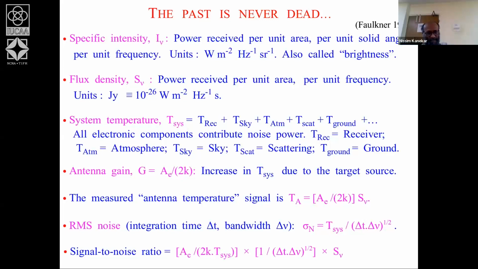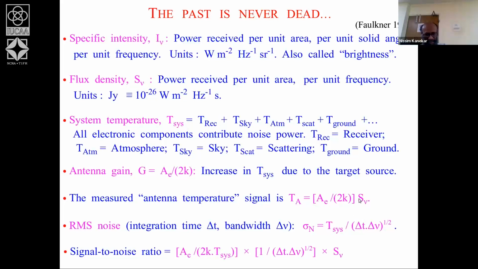The other thing that matters for a dish is the gain of the antenna. The gain is defined as AE, the effective aperture, divided by 2K, where K is the Boltzmann constant. And AE is basically eta times A, where eta is called the aperture efficiency, and A is the geometric area. For typical antennas, eta is about 0.6 to 0.7. And this basically gives you the increase in the system temperature because of the target source. So it's a small increase in the system temperature because of the target source's flux density. The measured antenna temperature because of the target source is basically this gain, AE by 2K, multiplied by the flux density of the source. It's a fairly simple thing.